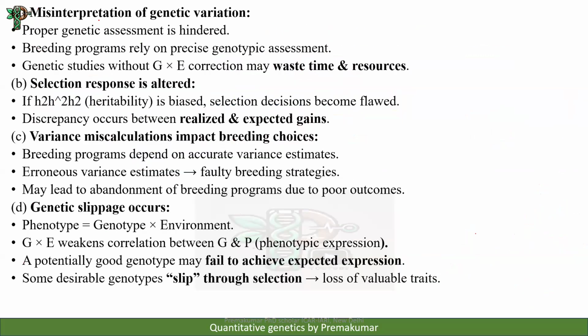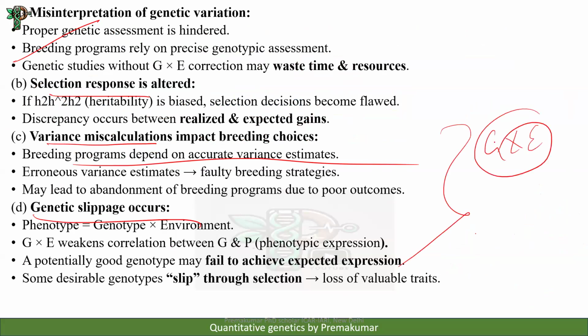Then misinterpretation of the results or selection response is altered, or various miscalculations can occur, like we can miscalculate heritability values, or genotypic slippage occurs. Anything can happen if we are not considering the G into E interaction.